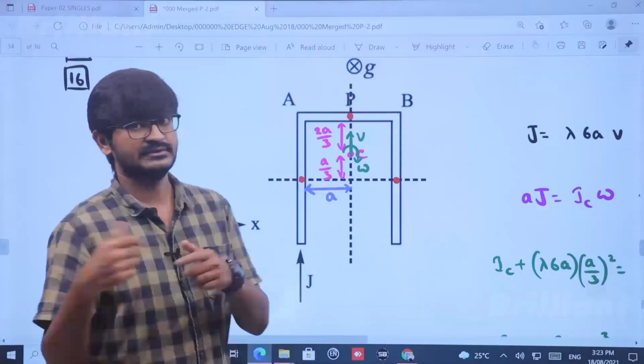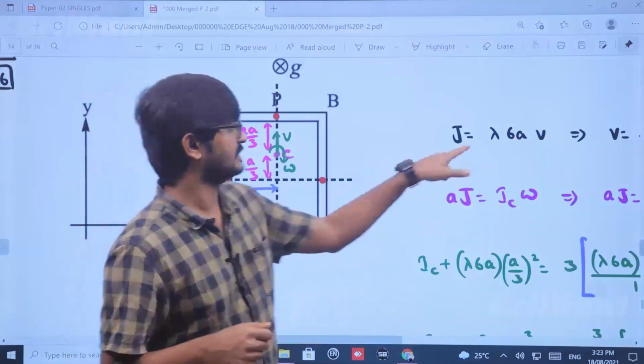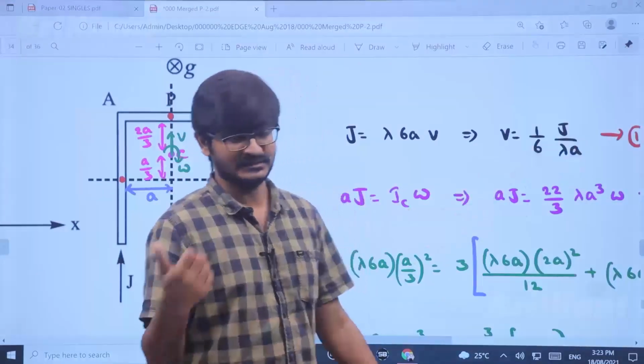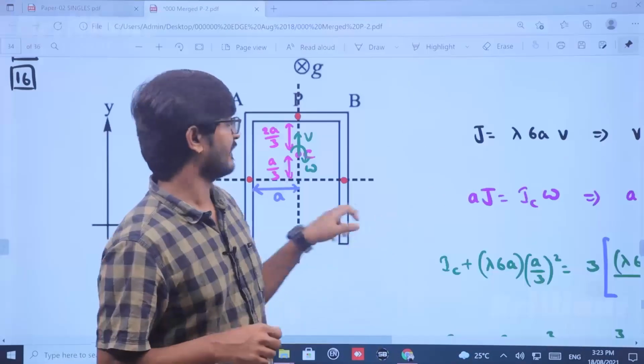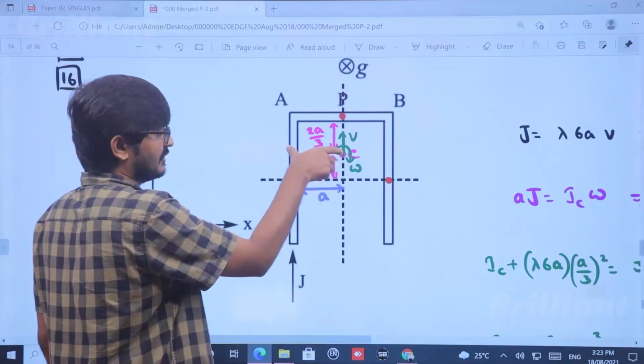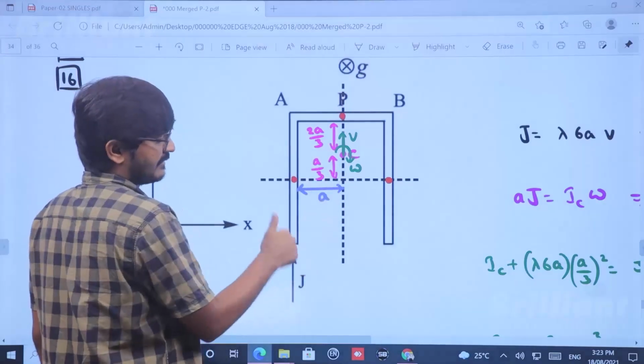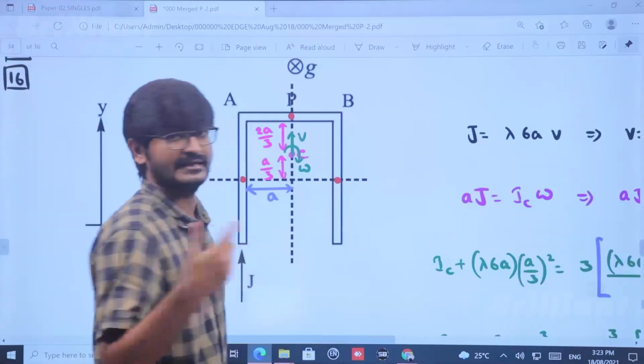Now impulse equal to change in momentum, total mass times v. So from there I will be getting velocity of center of mass. Now angular impulse about center of mass, how much is it? A into j, angular impulse A into j, that equals IC into omega.